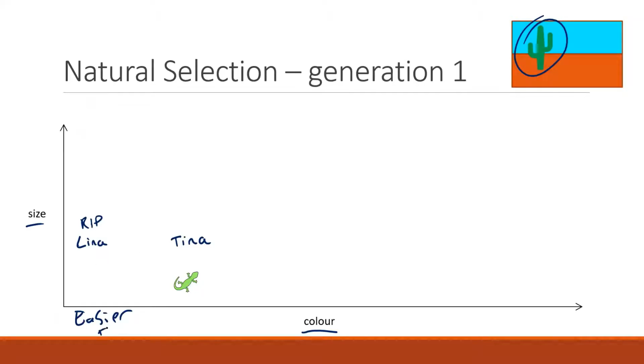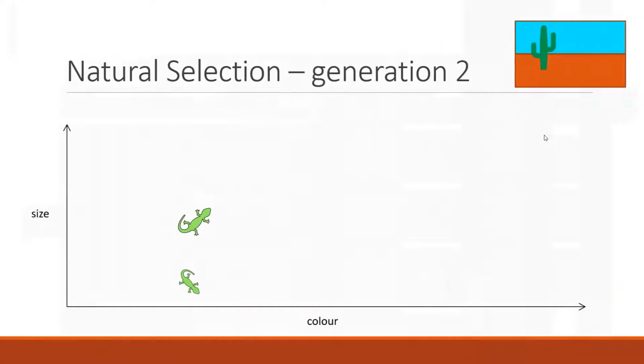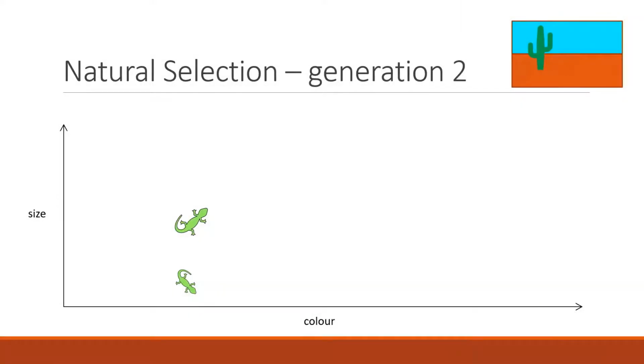So, yeah, it sucks, but these things happen. Okay, so what could we then do? Well, let's say that Tina finds herself a nice boyfriend lizard, and then of course, over the years they have some children, and so we're going to jump ahead to generation 2.